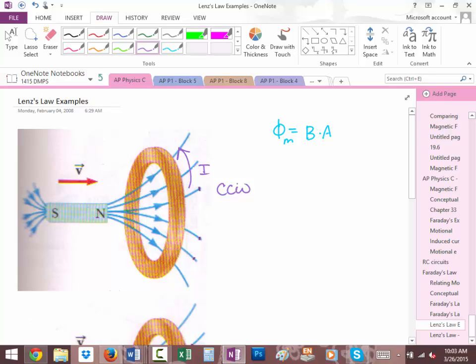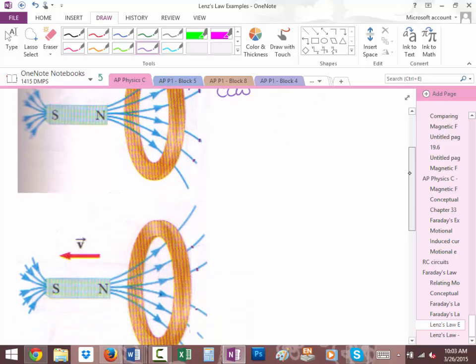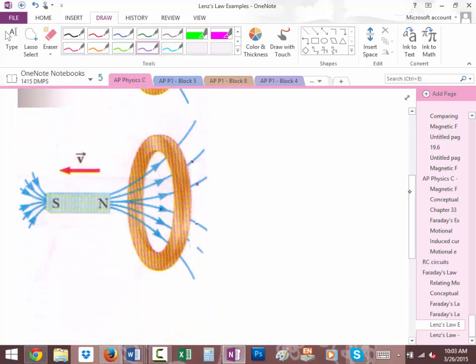Does that make sense? That is Lenz's law. That negative sign comes from this. What about in this case? The flux is decreasing, which means that it wants more flux, right? It doesn't want to change. So what does that mean? It's going to be clockwise.